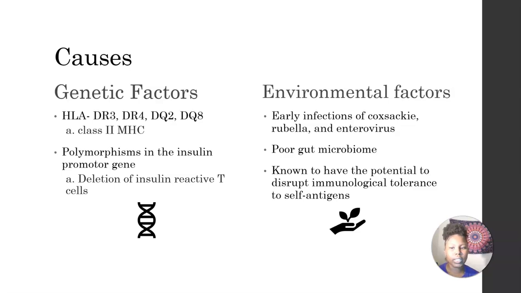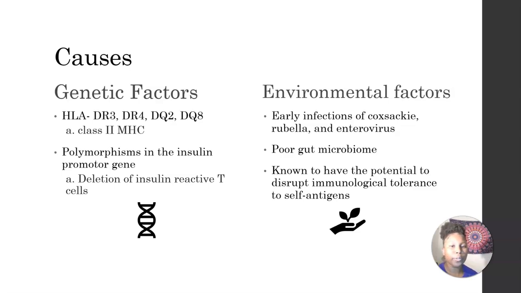And I thought it was really cool to mention, I put deletion of insulin reactive T cells, because there are some people who have predisposed genes for type 1 diabetes, but they never get it because their body does a really good job of clearing these T cells that are very reactive to these beta cells in the pancreas.